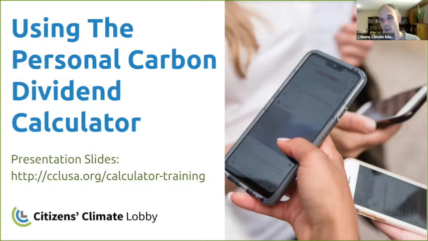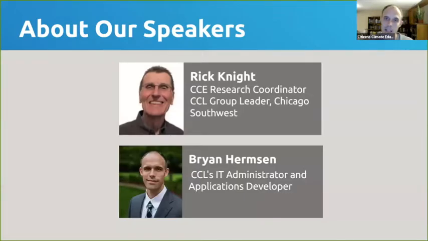So this is a weekly webinar series that CCL puts on that provides CCL supporters with access to in-depth training on topics such as climate change and effective climate advocacy. So tonight's topic, we're going to cover the brand new Personal Carbon Dividend Calculator. This is an updated version of the Carbon Fee and Dividend Calculator, and it's been updated to make it easier to use and more accurate. And what it does is it estimates the financial impact of the Energy Innovation and Carbon Dividend Act on an individual household.